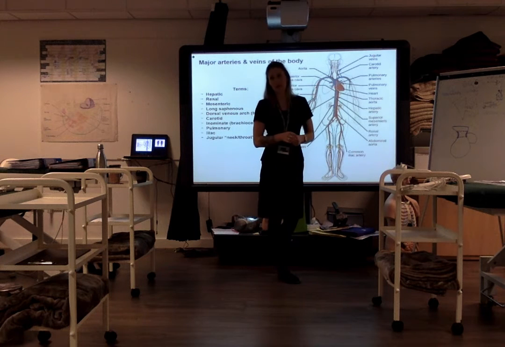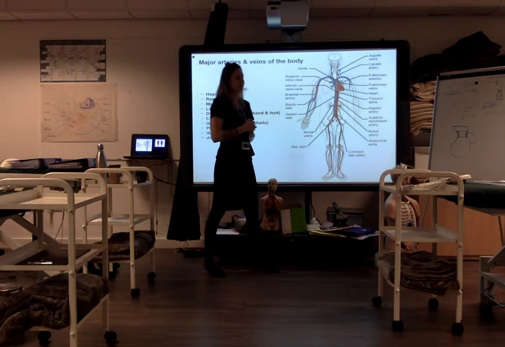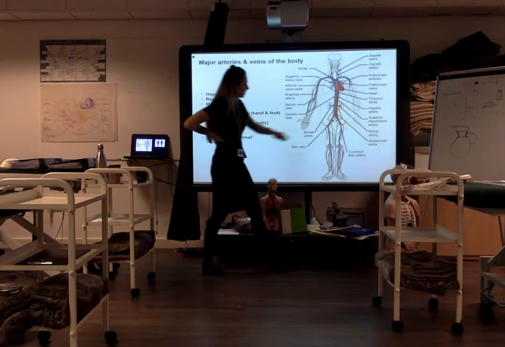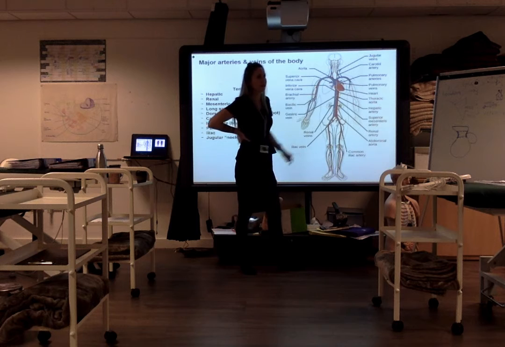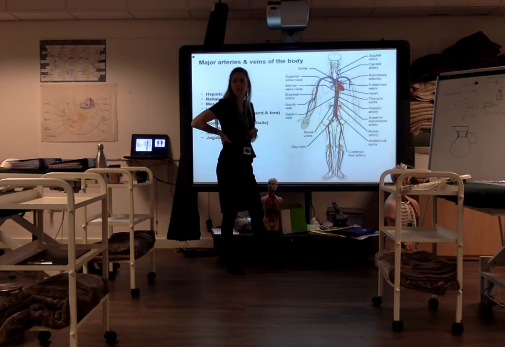Superior mesenteric. Any idea what the mesenteric area is? The clue is in the title there. It's in the digestive system. So hepatic means liver, carotid is head, and mesenteric is digestive.